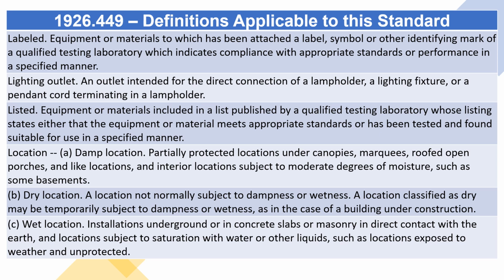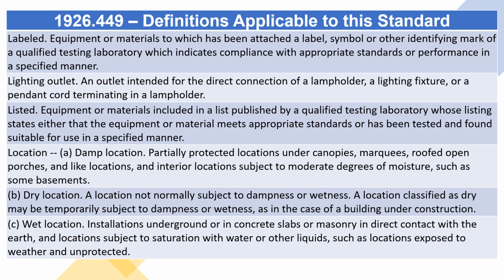Location: A. Damp location. Partially protected locations under canopies, marquees, roofed open porches, and like locations, and interior locations subject to moderate degrees of moisture, such as some basements. B. Dry location. A location not normally subject to dampness or wetness.